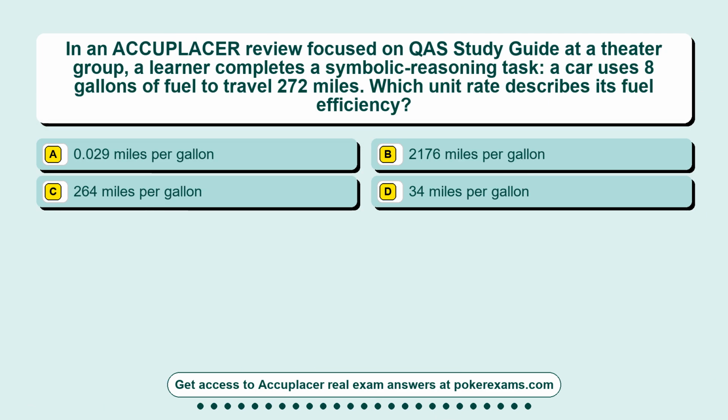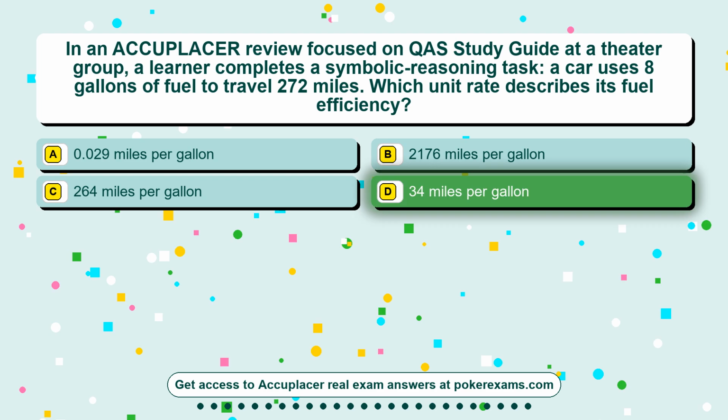Question 20. In an ACCUPLACER review focused on QAS study guide at a theater group, a learner completes a symbolic-reasoning task. A car uses 8 gallons of fuel to travel 272 miles. Which unit rate describes its fuel efficiency? Option A, 0.029 miles per gallon. Option B, 2,176 miles per gallon. Option C, 264 miles per gallon. Option D, 34 miles per gallon. The correct answer is option D, 34 miles per gallon.